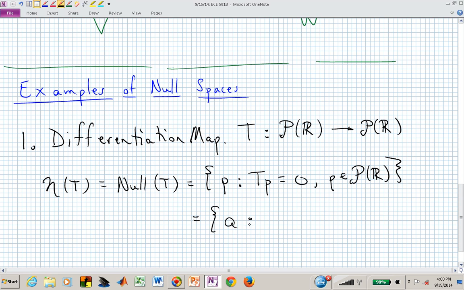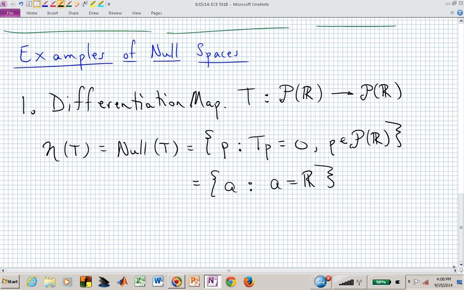Meaning we could say this is A such that A is a real number. In this case, this is really just the set of constants, where our polynomial P of X is simply A. And that's the null space of a linear map, where the linear map is the differentiation map. All of these polynomials that live in the null space are all the constants, all the real numbers in that set of polynomials.